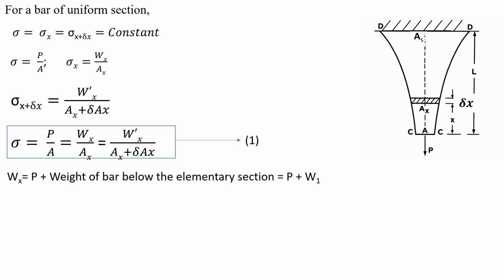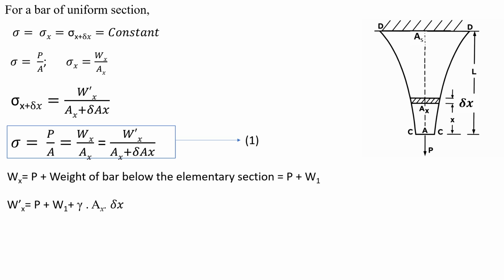Here, Wx equals the force on the lower end of the elementary section, which is equal to the external force, that is the capital P, plus the weight of the bar below the section, let's consider it W1. So, Wx equals P plus W1.